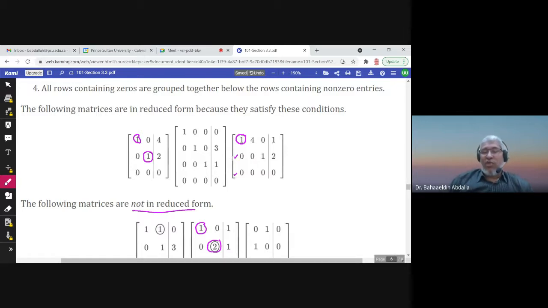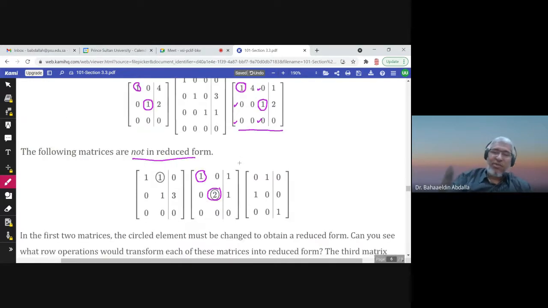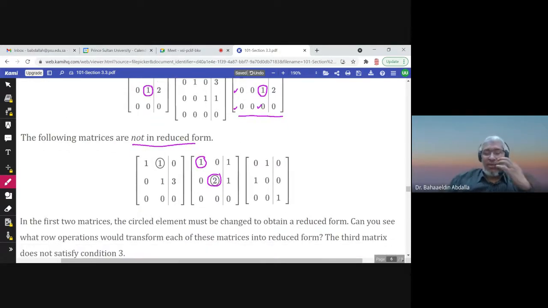Second row, where is the first non-zero element? This one. This is the first non-zero element. It is 1, that's good. Now, the numbers above and below should be zeros, so this matrix satisfies the first and the second condition. Is that clear? Let us try here, this one.